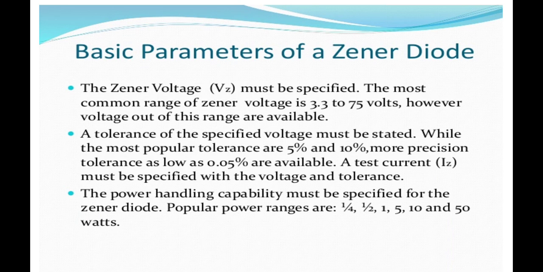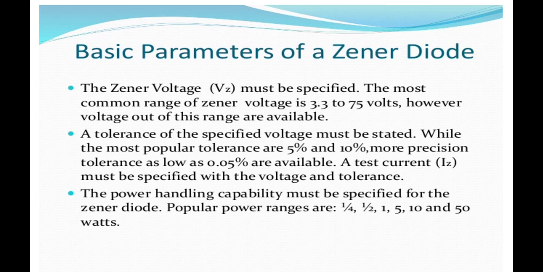Some basic parameters of the Zener diode are required to select a Zener diode in a circuit. The Zener voltage must be specified. The most common range of Zener voltage is 3.3 volt to 75 volt. Other voltage ranges are available, but 3.3 is the minimum for the Zener diode. The tolerance of the specified voltage must be stated.